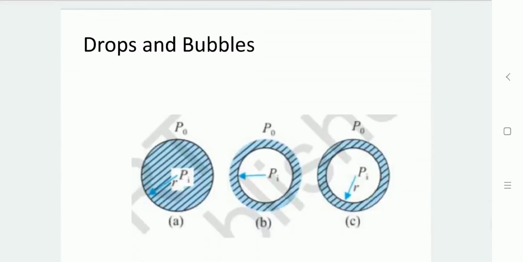Drops and bubbles. Next point. A liquid-air interface also has energy. For a given volume, the surface having minimum energy, that is with least area, is a sphere. If gravity and other forces like resistance are ineffective, then liquid drops become spherical. As in diagram A, pressure inside a spherical drop is more than the outside. So the drop of radius r is in equilibrium.